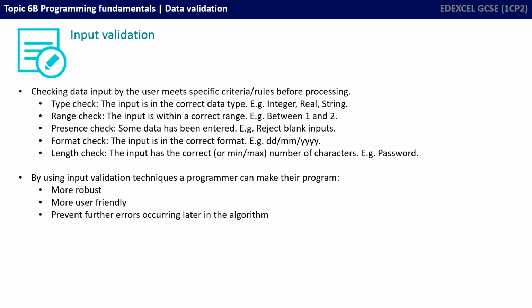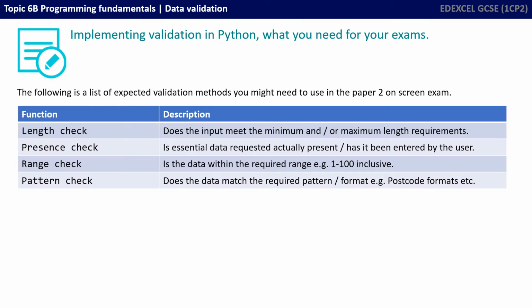Here is a quick summary of the 5 data validation techniques we've gone through. Pause the video and take some notes. So let's actually focus in on the PLS now and look at the list of expected validation methods you might need to use in the Paper 2 on-screen exam. There's length check, presence check, range check and pattern check. We're actually going to look at how you might code some of those up in Python in exam conditions.